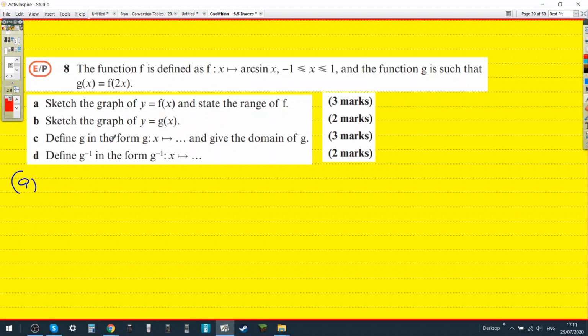What's that little arrow between the x and the arc sine? It's just a different way of writing f of x equals. It's f such that x maps onto basically its function. So f of x equals arc sine x. Okay, so sketch the graph of f of x.